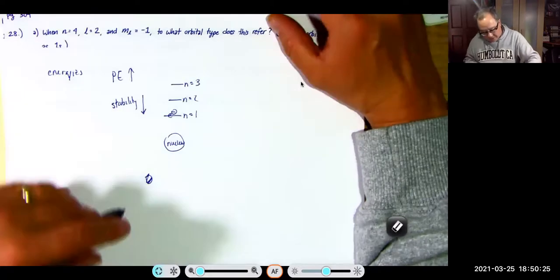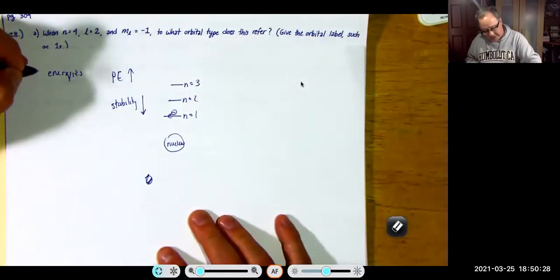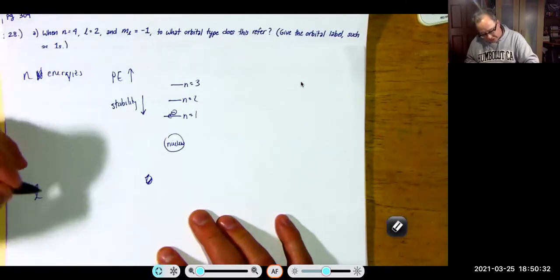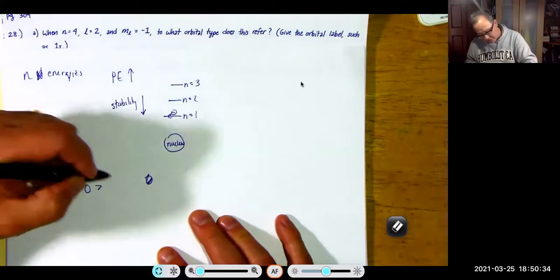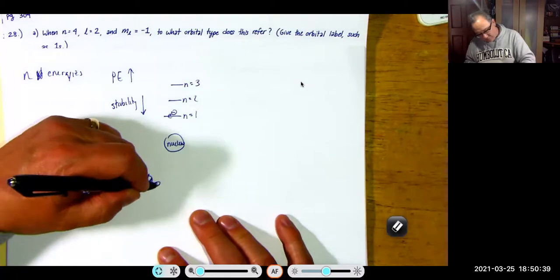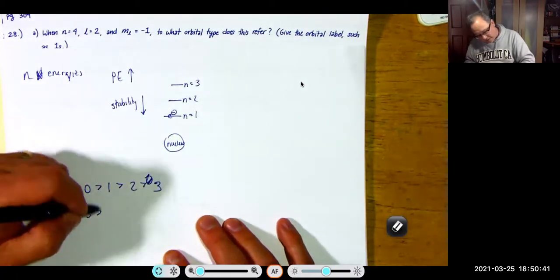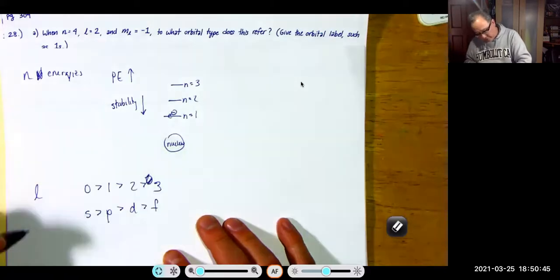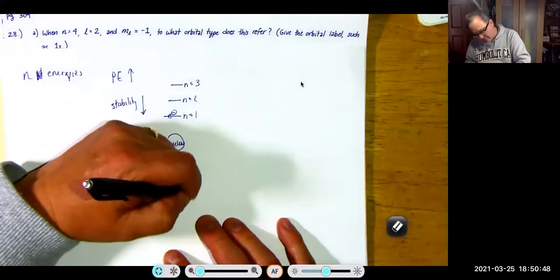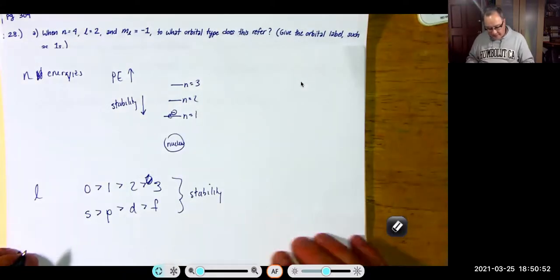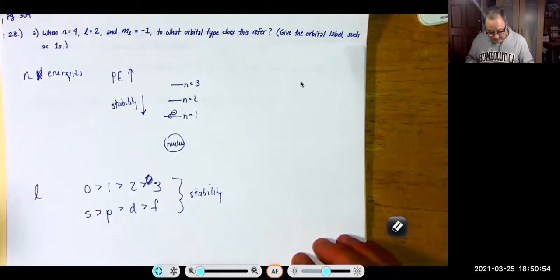Okay, when we talk about the n energies, actually, let's put lowercase n. When we look at the L energies, 0 is more stable than 1, is more stable than 2, is more stable than 3, which means an S is more stable than a P is more stable than a D is more stable than an F. And the m sub L's you don't need to worry about. They're all the same.